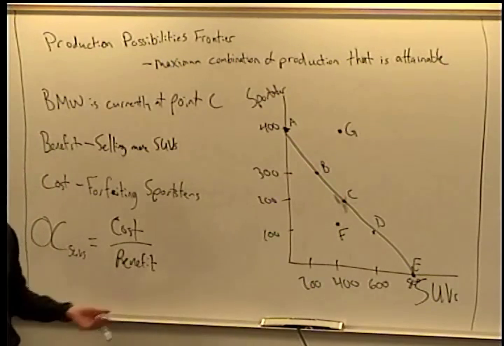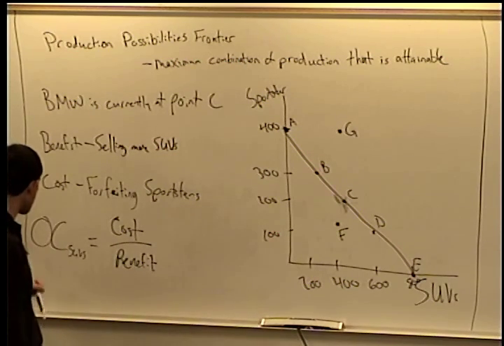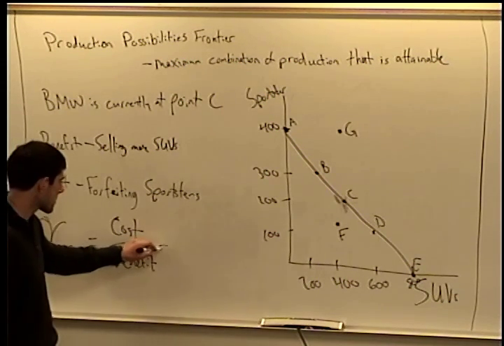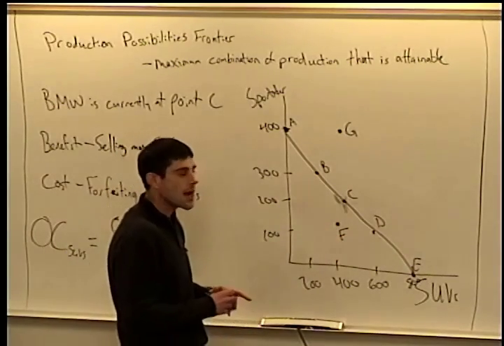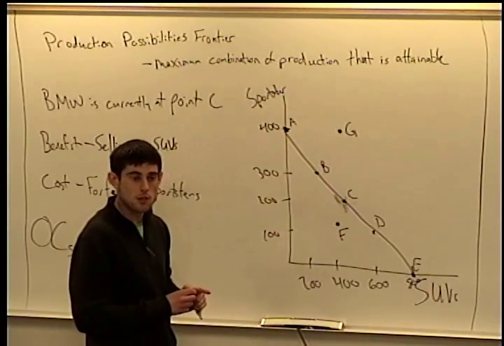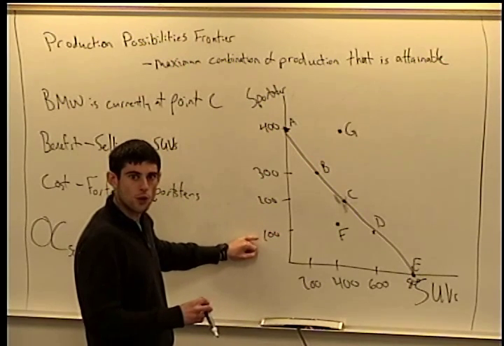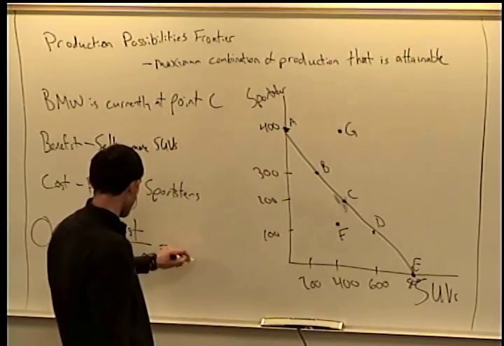Okay, and we're thinking marginal cost and marginal benefit here. Okay, so here the marginal cost or the opportunity cost of producing more SUVs means, well, what did they forfeit? They had to forfeit Sportsters. Well, if they're at point C and they move to point D, how many Sportsters do they give up? Well, they were at 200, and then they moved down to 100, so they forfeited 100 Z4s.